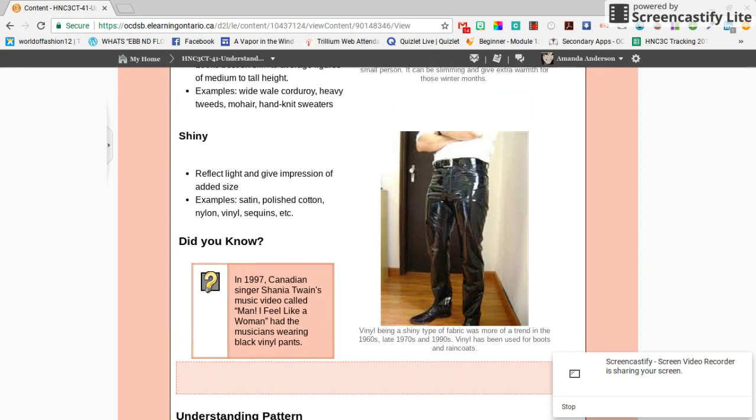So that's about texture. So go out into the interweb universe and try and find me some clothing that you can see these textures in it.